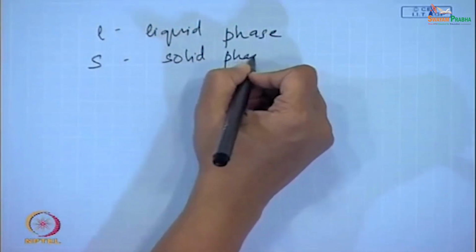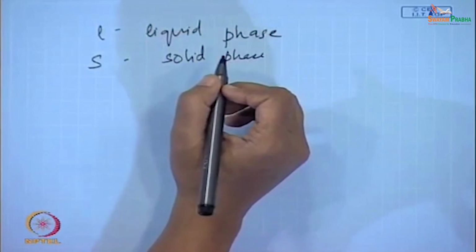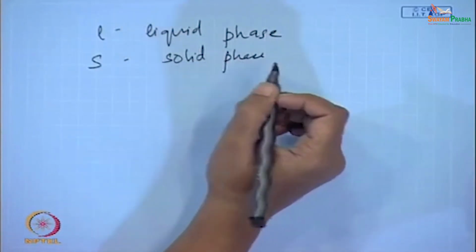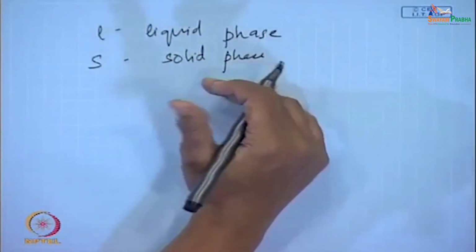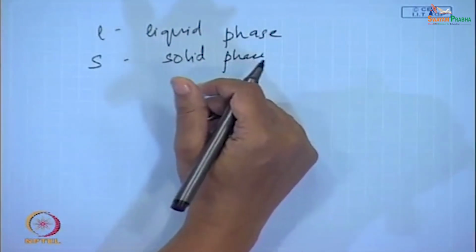So, these conventions are also used under certain circumstances, particularly when we are concerned with phase transforms, maybe vaporization, condensation, etc. Under those circumstances, instead of 1, 2, we might go for LG subscripts as well. But for our case, I would prefer to use subscripts 1 and 2 according to the conventions which I have already mentioned.